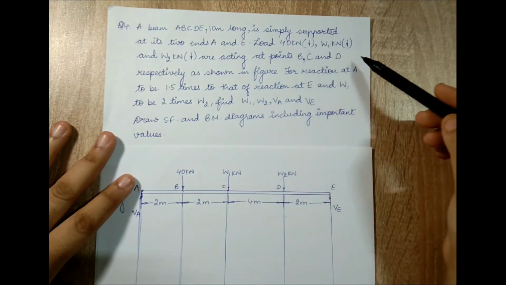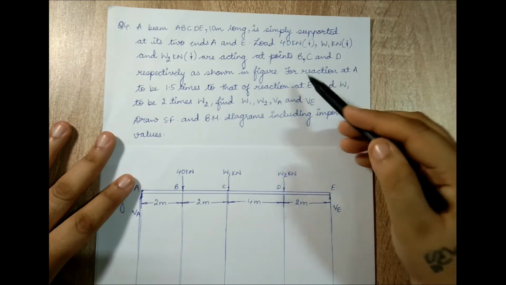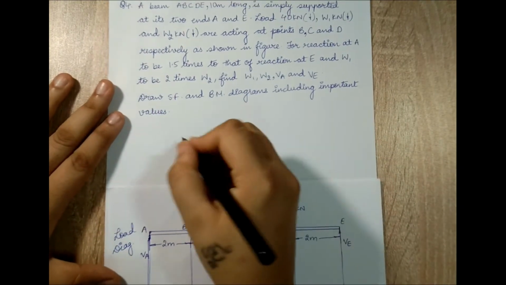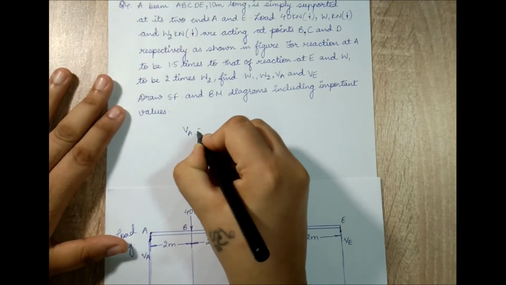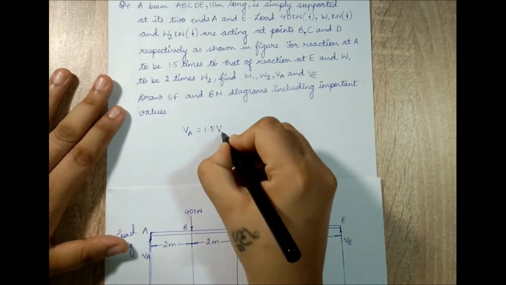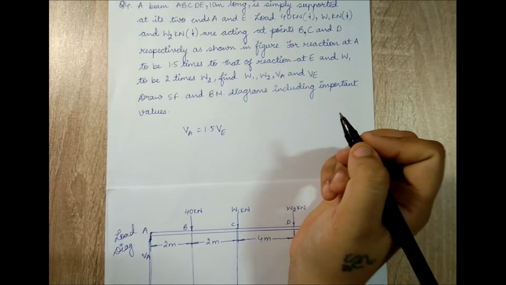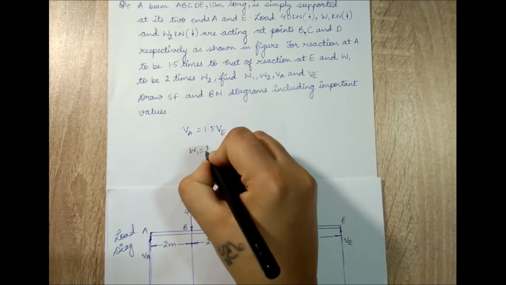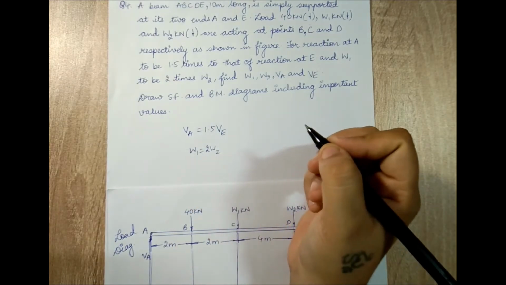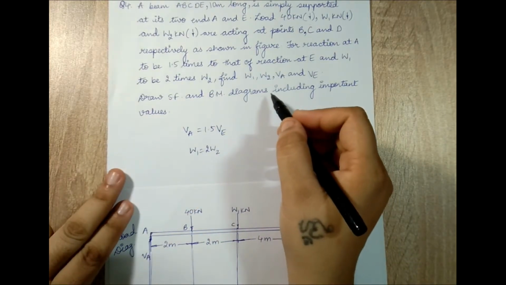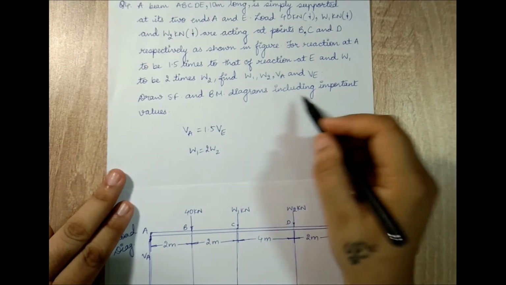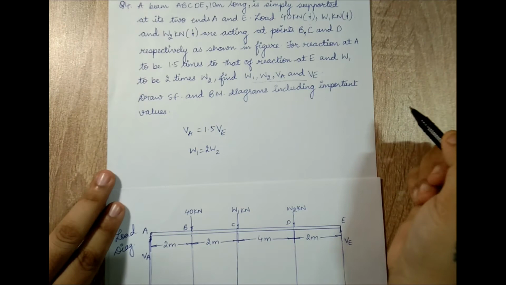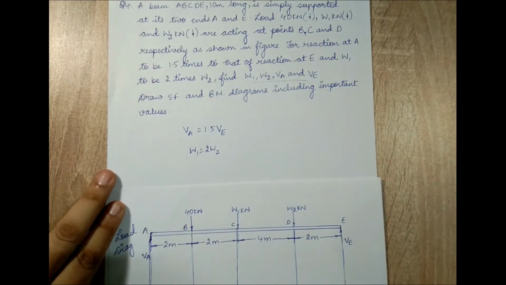For the reaction at A to be 1.5 times that of the reaction at E. So it is given that the reaction at A is 1.5 times the reaction at E, and W1 is 2 times W2. Find W1, W2, VA and VE. So I need to find out these values. Draw SF and BM diagrams including important values.